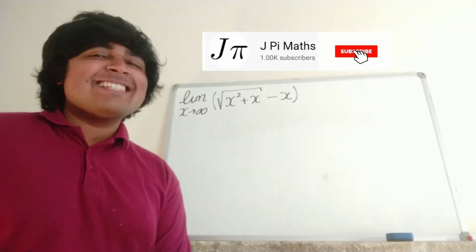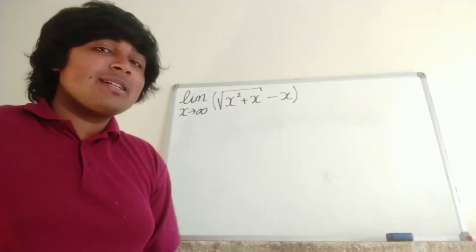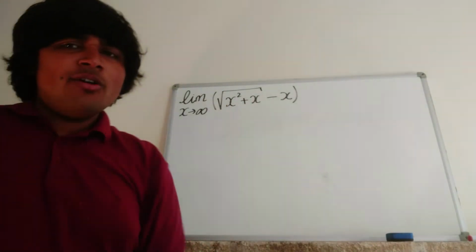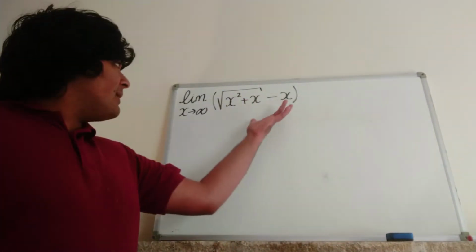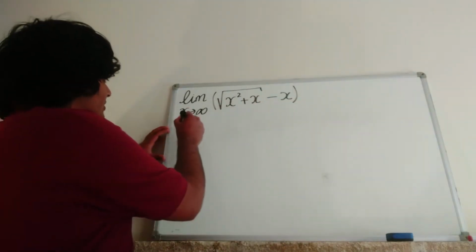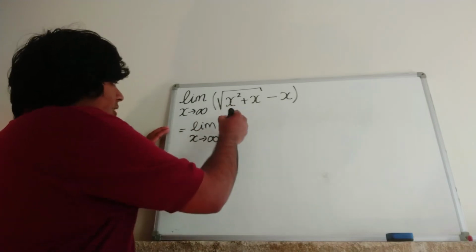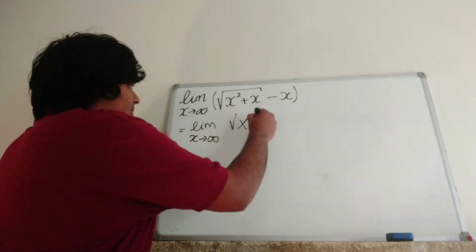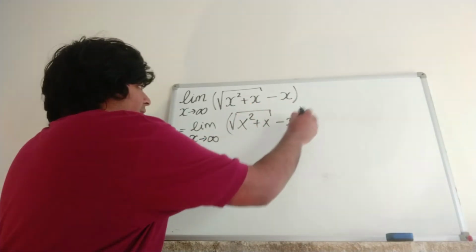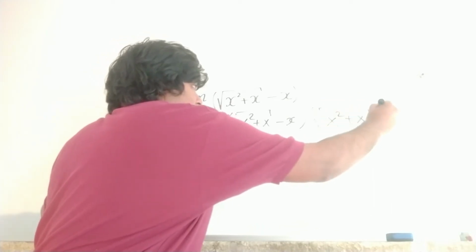Okay, so the key to this is to essentially turn this into a fraction by multiplying the top and the bottom by something, and the something we're going to multiply it with is going to get rid of the square root from the top. So we're going to multiply by the sort of radical conjugate of this. So keeping the limit at the front, the limit as x goes to infinity, we're going to now multiply the top and bottom by square root of x squared plus x, and now plus x, like so.